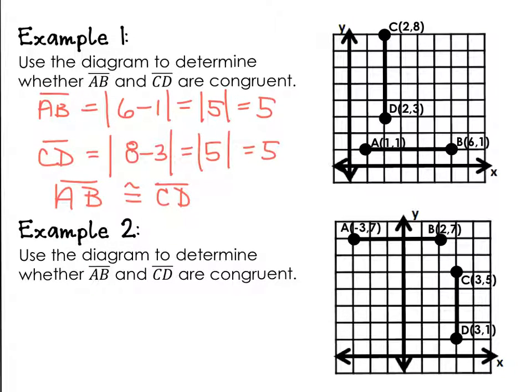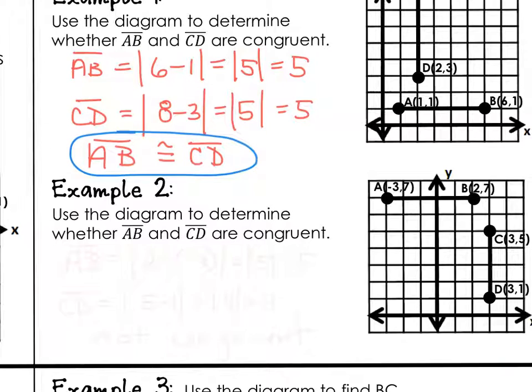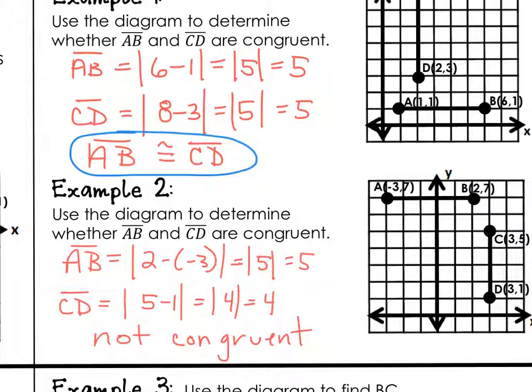I've shown you the work here, and you can see that the length of AB is 5, and the length of CD is also 5. So notice that we can write that AB is congruent to CD. Let's do the same thing for example 2. I'll do the work, you do the work, and you can see what the answer is in just a minute. Here you see with these calculations for the length of AB and the length of CD, those two are not congruent because AB is 5 and CD is 4.